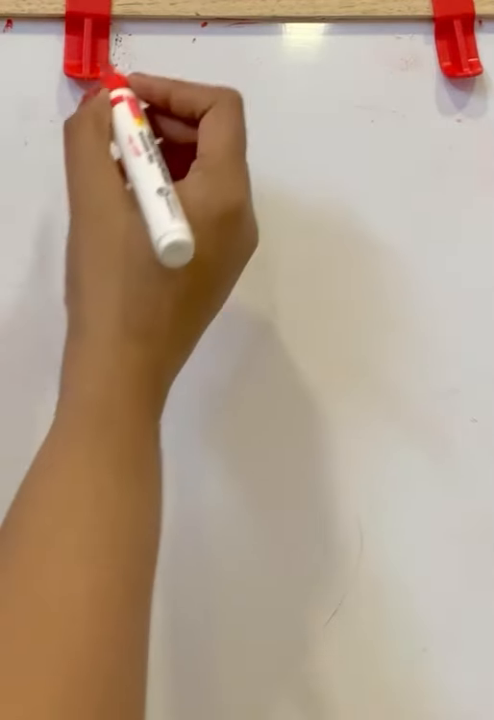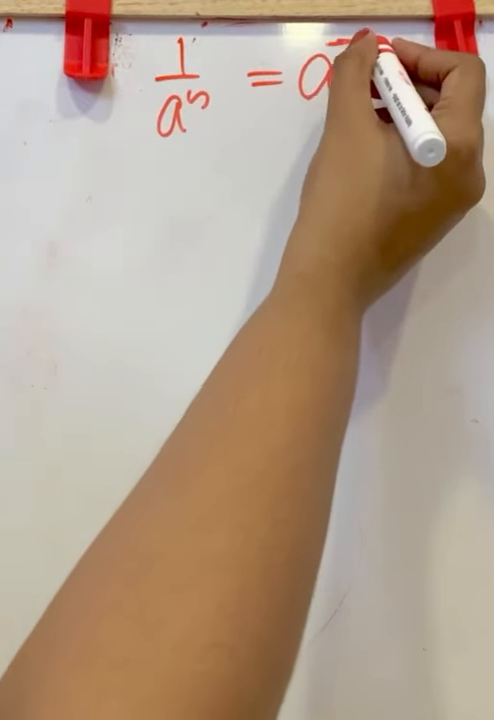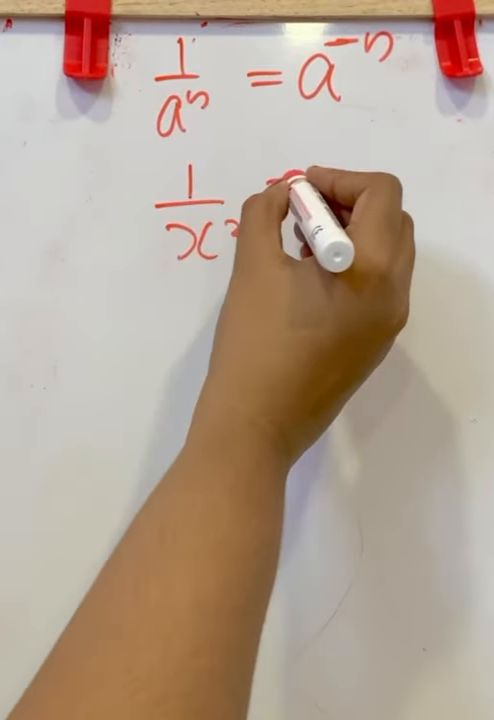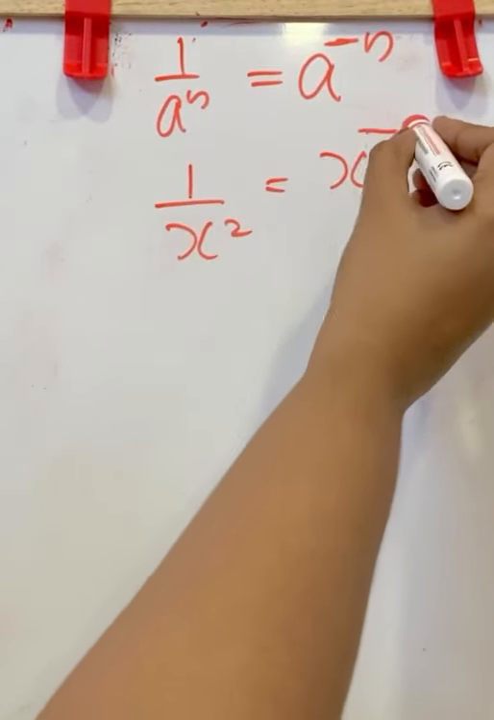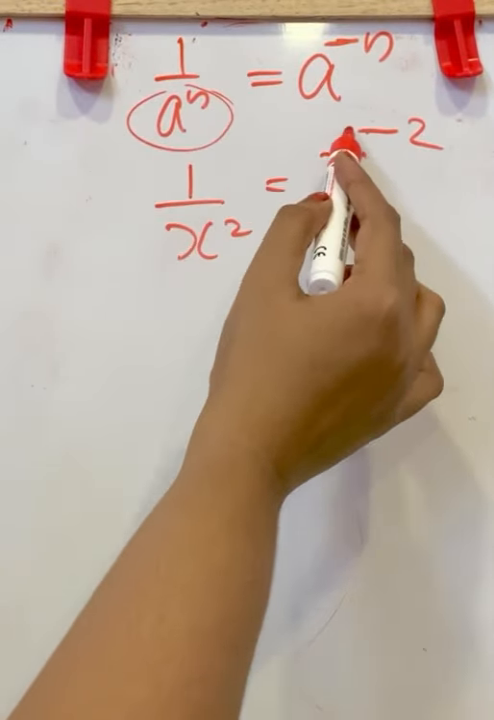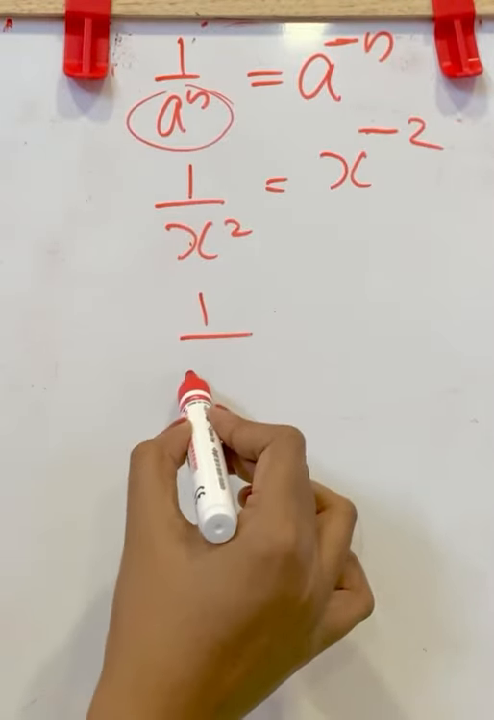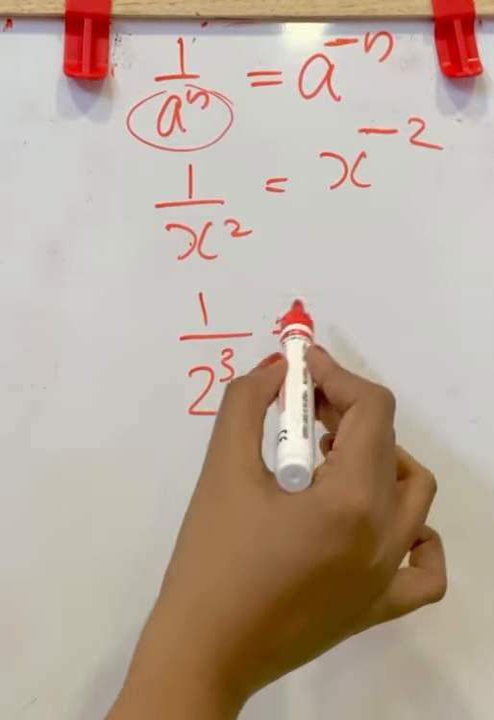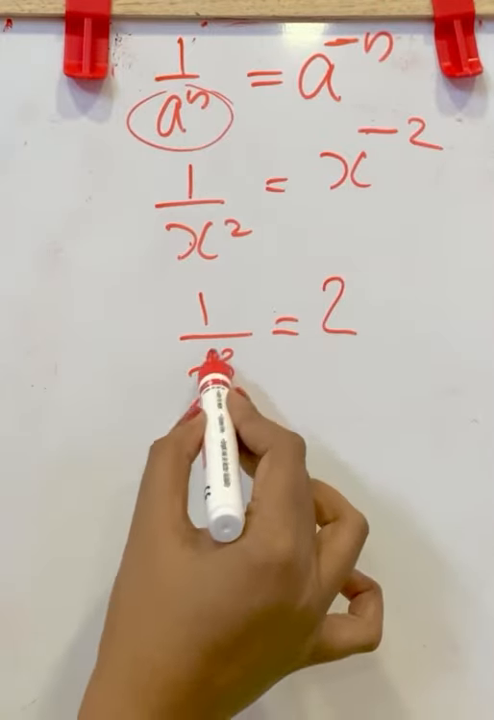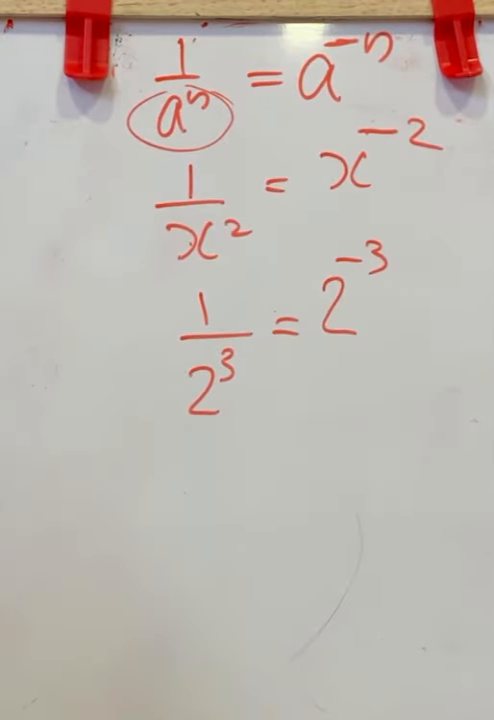Next one is 1 by a raised to n. This is equal to a raised to minus n. That is, if it is 1 by x square, it is equal to x raised to minus 2. This denominator becomes numerator here, but the exponent changes its sign. If it is 1 by 2 cube, then it is equal to, take this 2 to the numerator, but the exponent's sign changes: 2 raised to minus 3. Okay.